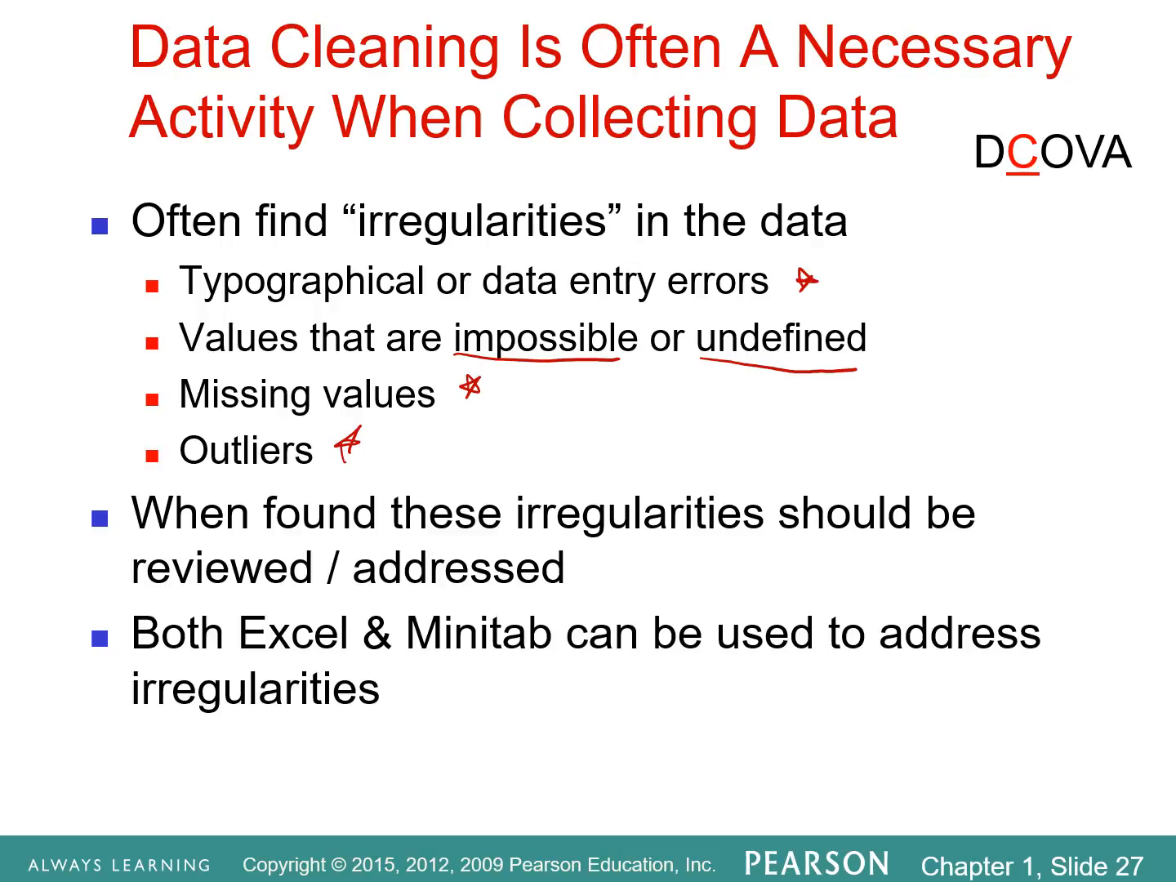Okay, so irregularities. I mentioned earlier, maybe you have some outliers, and I was asking you about how your data was collected, and maybe you just took out those outliers. You can't do that. You have to figure out what those outliers are. Maybe take your data again and see if those outliers are still there. When found, irregularities have to be, not should be, they need to be reviewed and addressed. We are going to be using Excel and not Minitab to address these irregularities and to examine them.